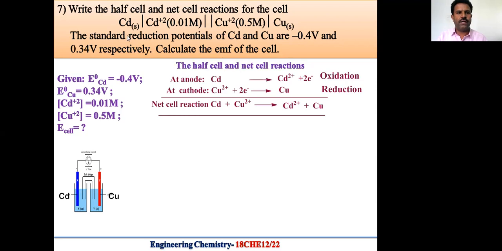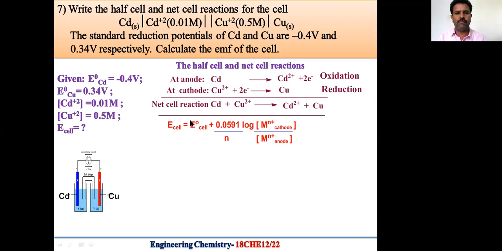The first question in this is to write the half cell and net cell reactions. So here, as we know, the anode is written on the left side and the cathode on the right side. The anode is cadmium and it will undergo oxidation and release 2 moles of electrons, and at the cathode the copper 2+ ions will react with the 2 moles of electrons and become copper. The net cell reaction is cadmium plus copper 2+ ions gives rise to cadmium 2+ plus copper. So the next question is to calculate the EMF of the cell.